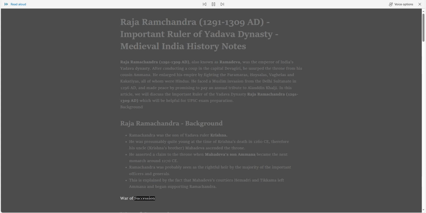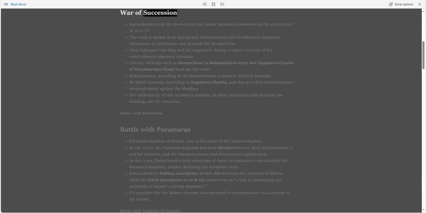War of Succession. Ramachandra took the throne from his cousin Amana somewhere in the second part of 1271 CE. This coup is shown in an inscription. Ramachandra and his followers disguised themselves as performers and invaded the Devagiri fort. They kidnapped the king and his supporters during a concert in front of the entertainment-obsessed Amana.